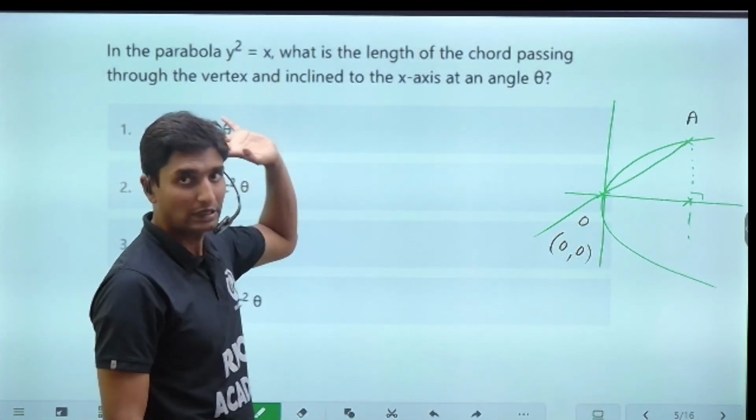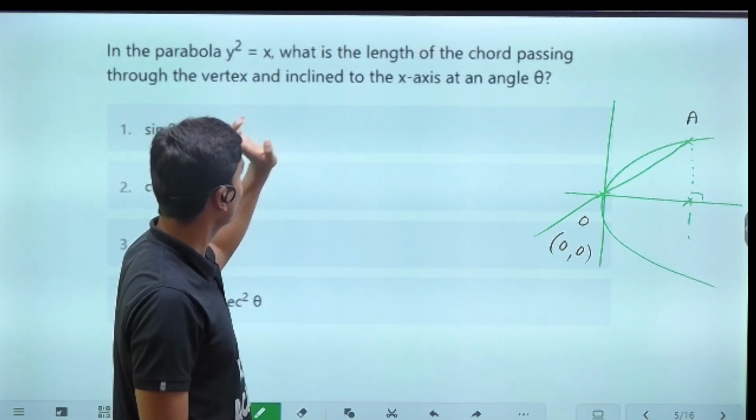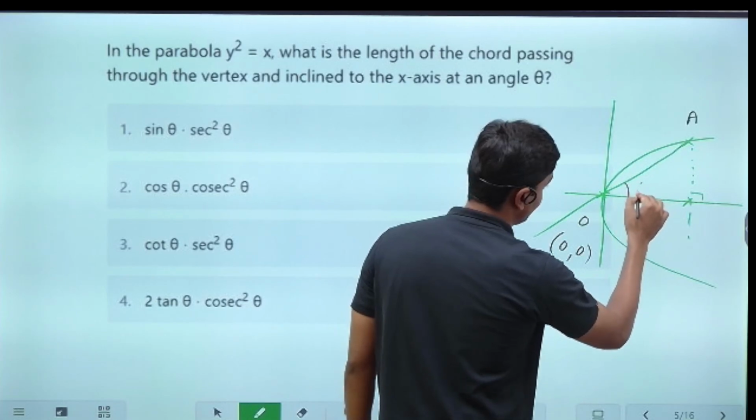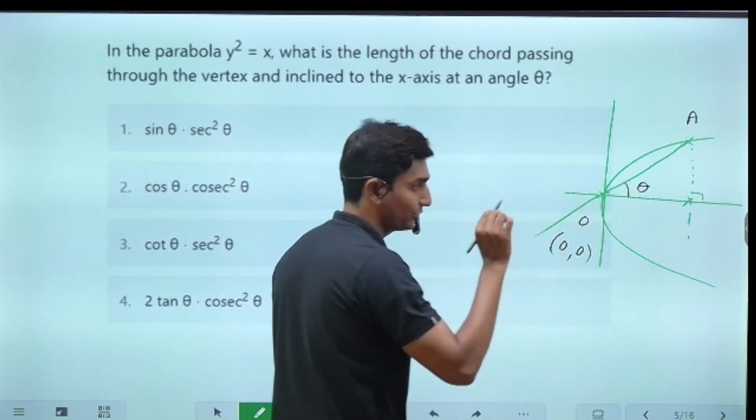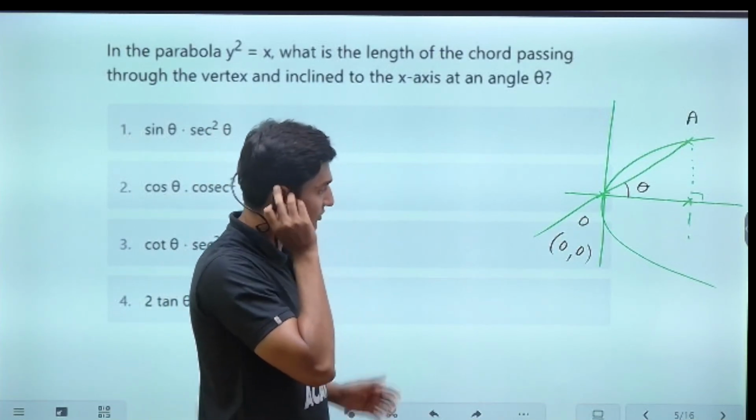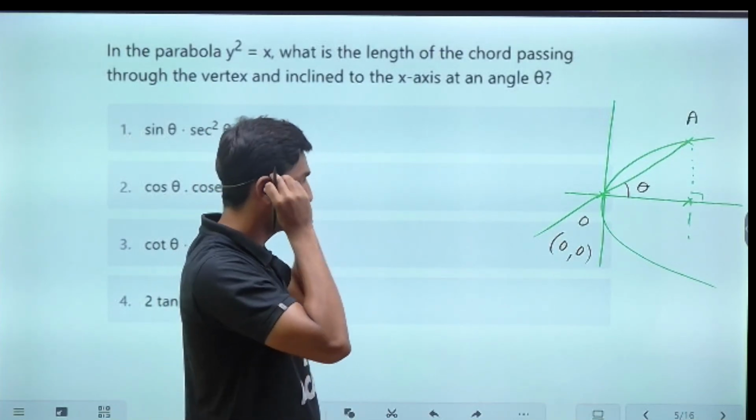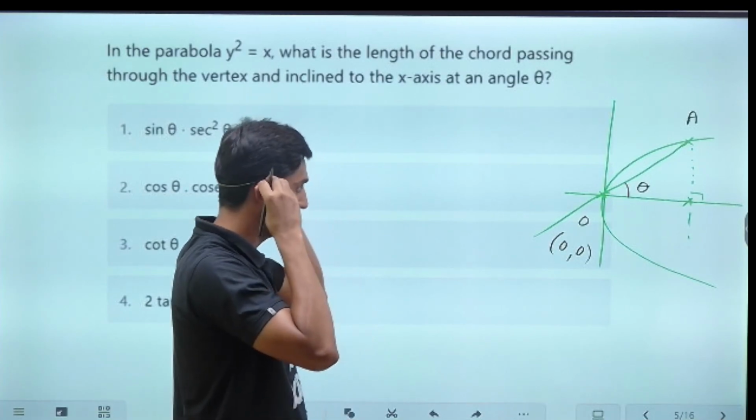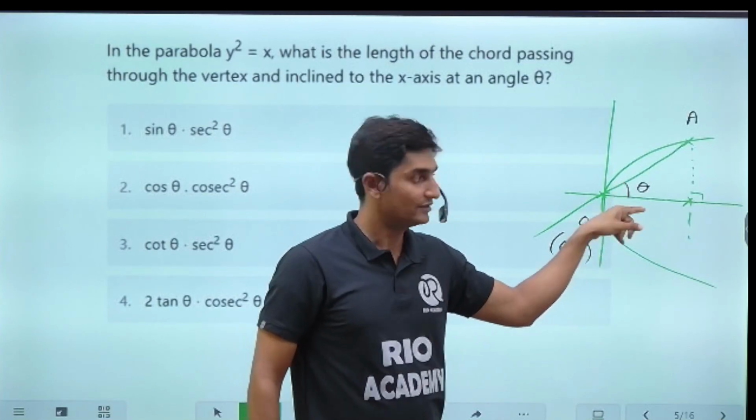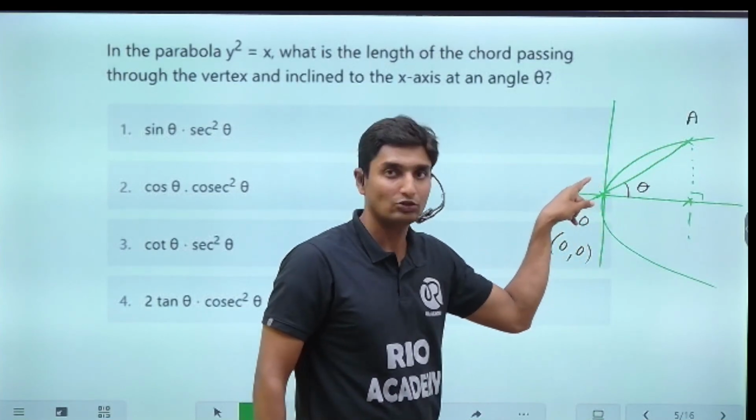The length of the chord. That is what we want to find out, and he has also given us an angle. This particular chord makes an angle of theta with the x-axis. That has been given here. Okay, see here, guys. In this question, one important point: this is the angle theta. He's asking us to find the length of the chord.